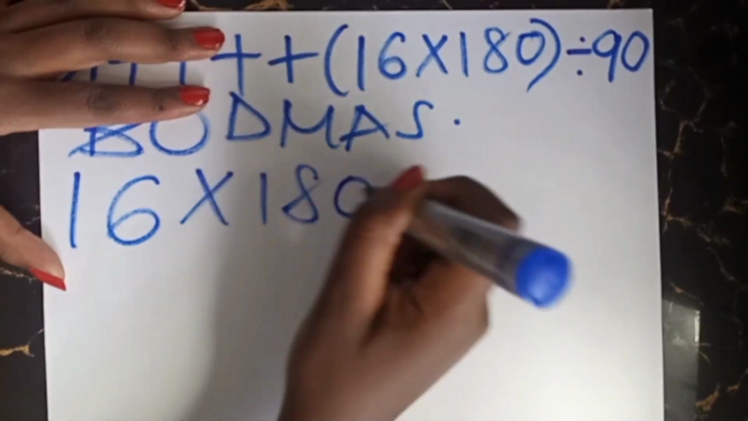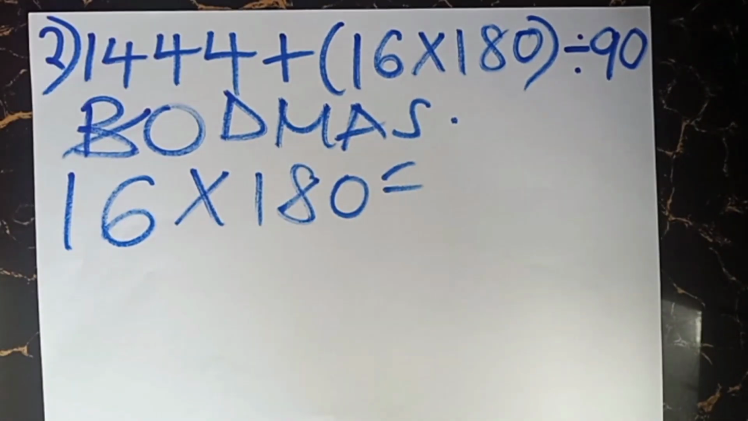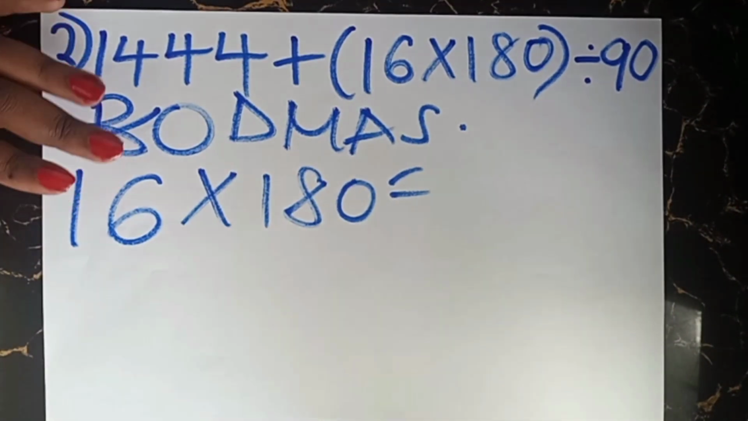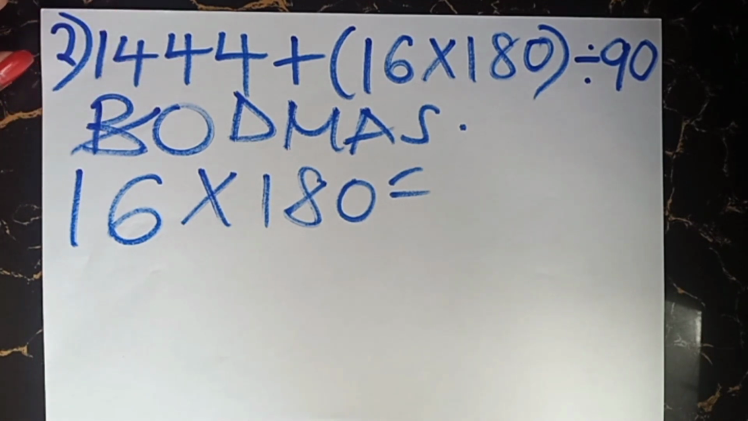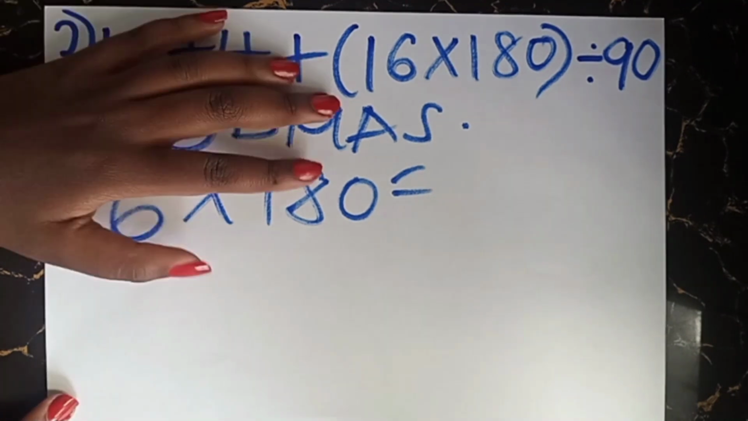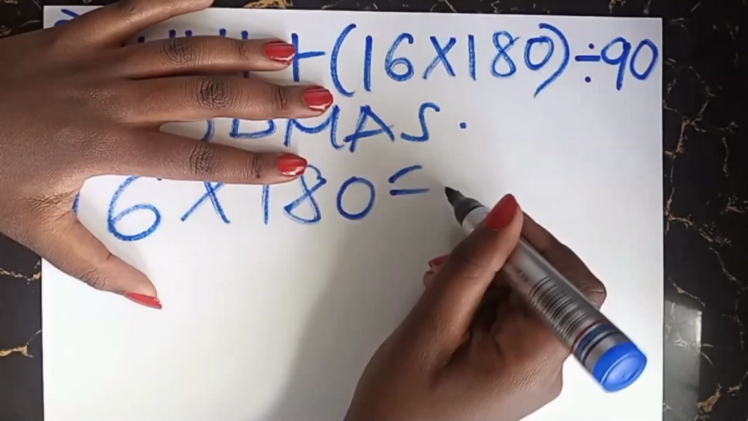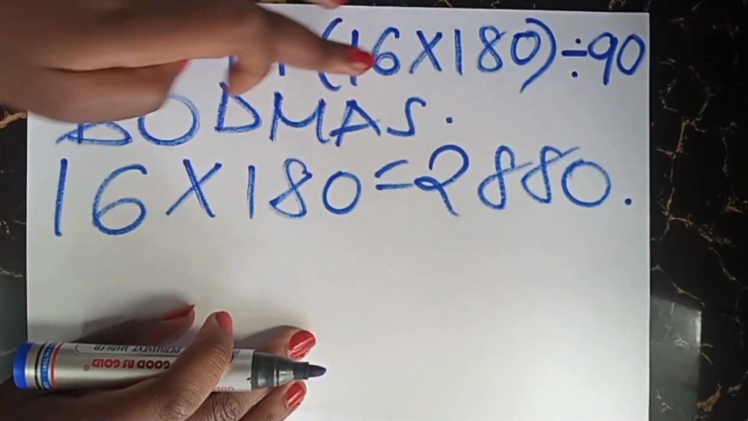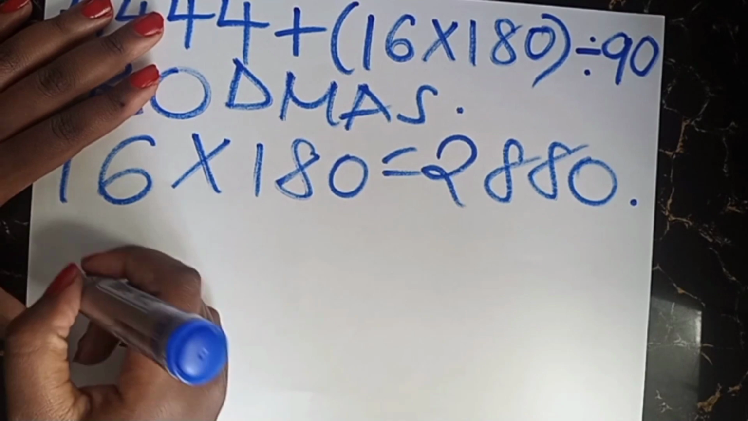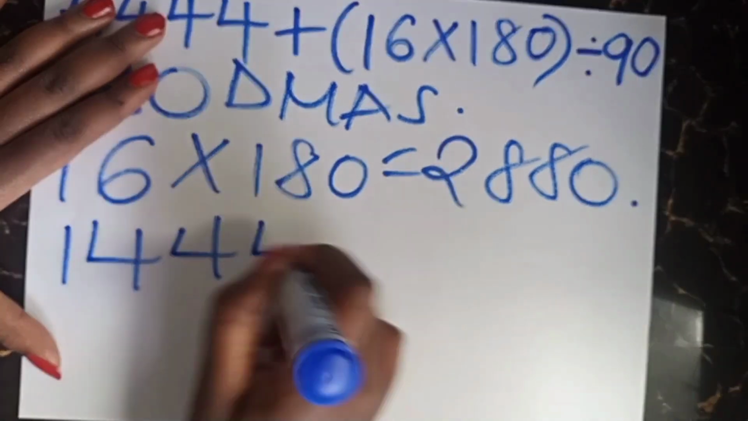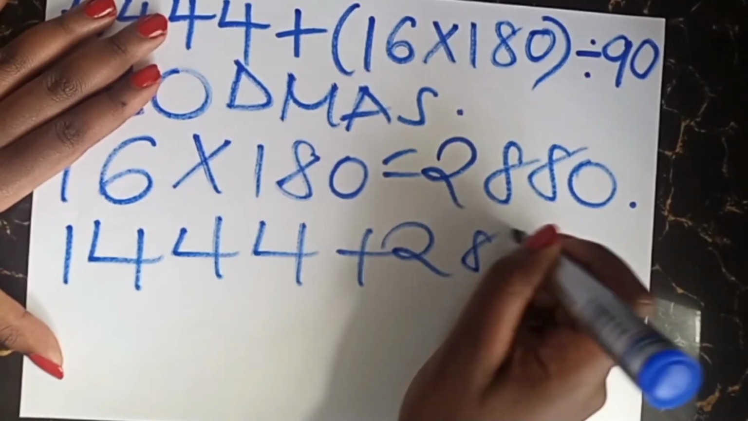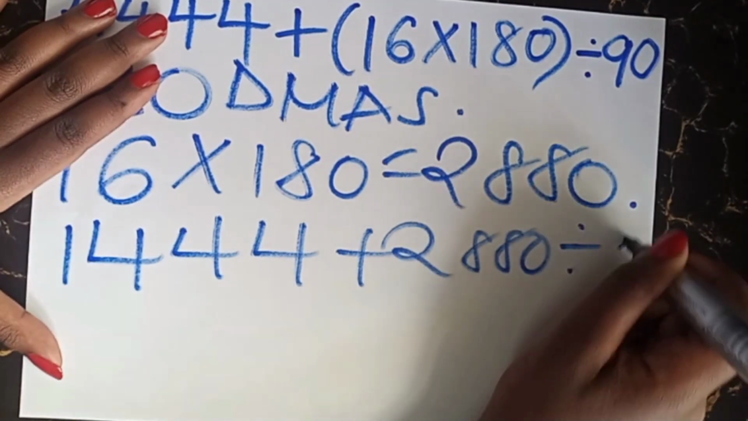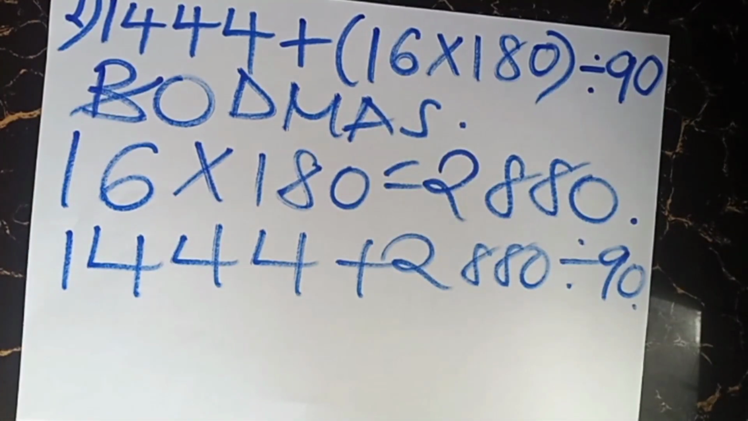We covered multiplication of whole numbers some time back. So if you don't know how to do something like this, I will leave the link to that lesson in the description box below, so you're all on the same page. So when you do this, you're supposed to get 2,880. Okay, so we'll now replace the bracket with this number here. So we have this divided by 90. Are we together?